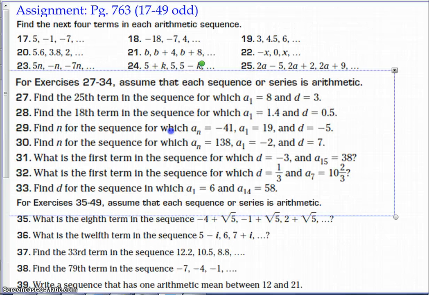What I want you to do for tomorrow is look at page 763. I started at 17 and went all the way to 49, and I want you to do the odds. There will be another video where we're talking about the series, when we have a sequence where we have the sum and we have to find the answer.